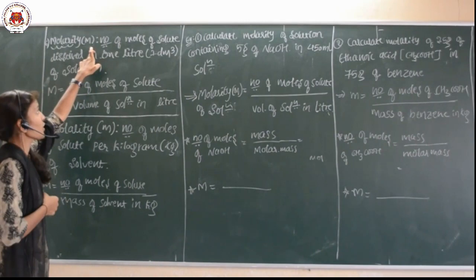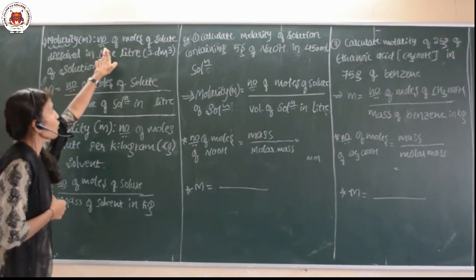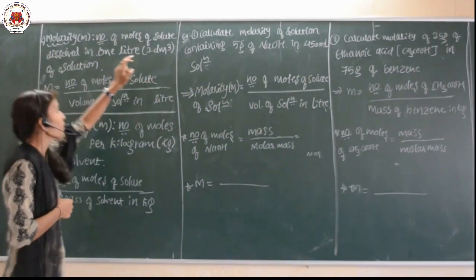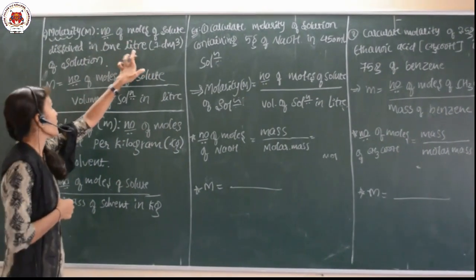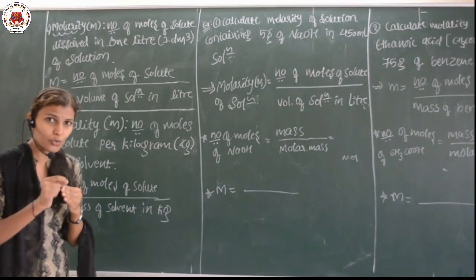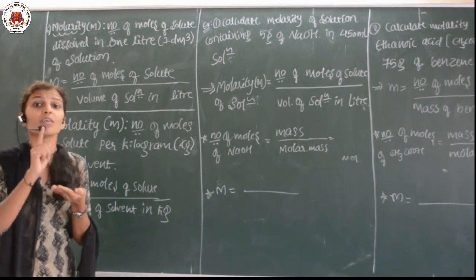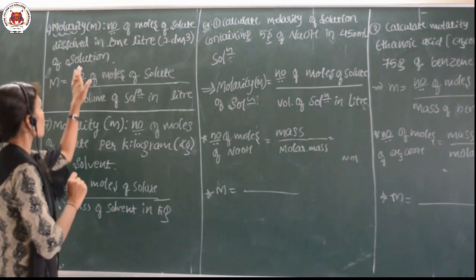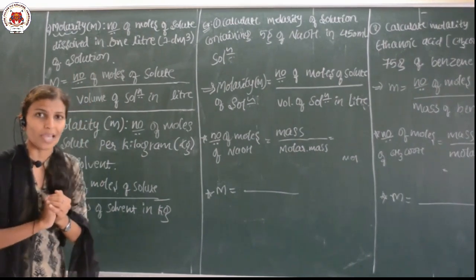So what is the definition of the molarity? The number of moles of the solute dissolved in 1 liter of the solution. Number of moles of the solute which is dissolved in 1 liter of the solution is called molarity.